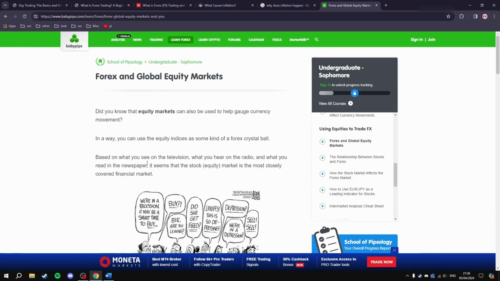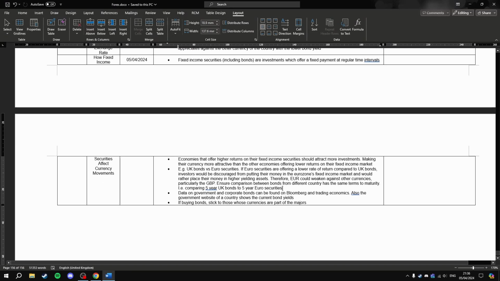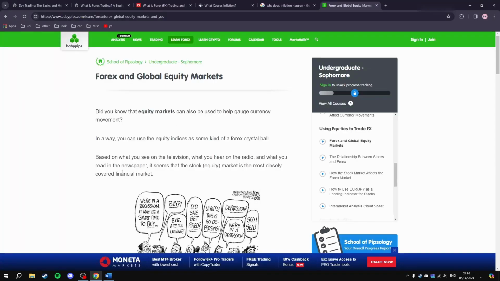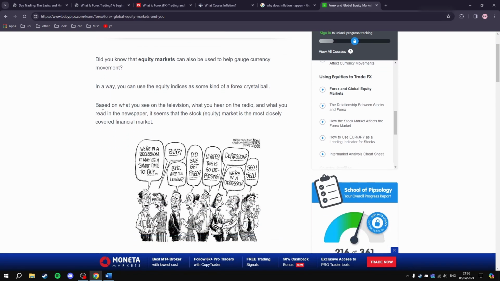So, Forex and global equity markets. Did you know that equity markets can also be used to help gauge currency movements?